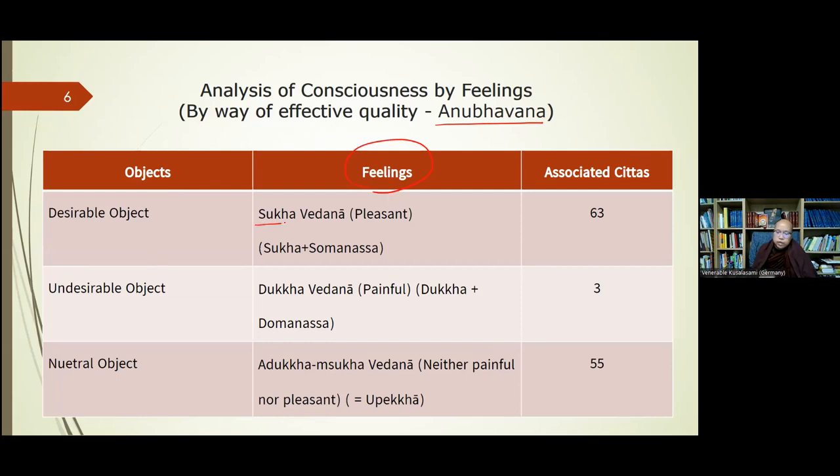The first one is Sukha Vedana, which collectively includes Somanasa and Sukha. Somanasa 62 and Sukha 1, altogether 63. And Dukkha Vedana, this one is also mixed together, Dukkha and Domanasa, altogether 3. And Adukkhamasukha Vedana, neither painful nor pleasant, equal to Upekkha, is altogether 55, yeah. So this is the analysis of consciousness by feelings.